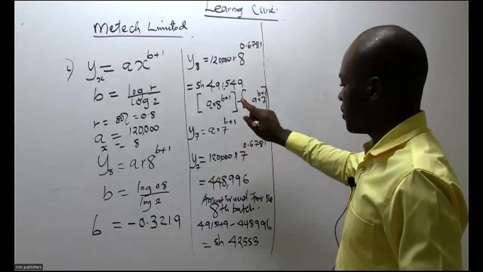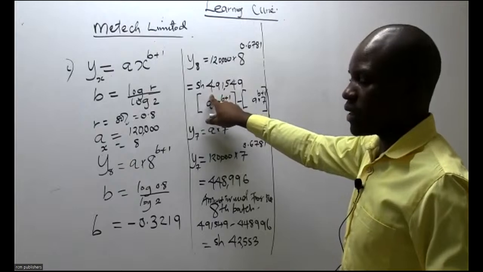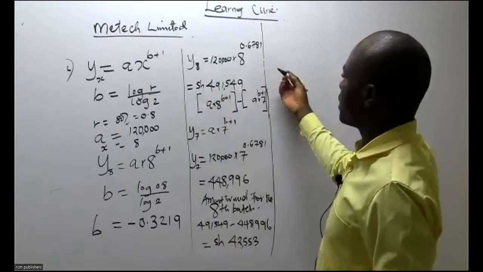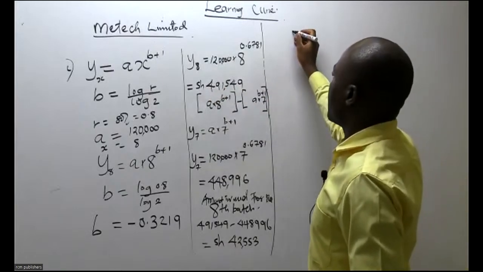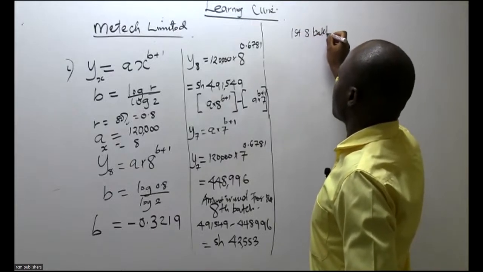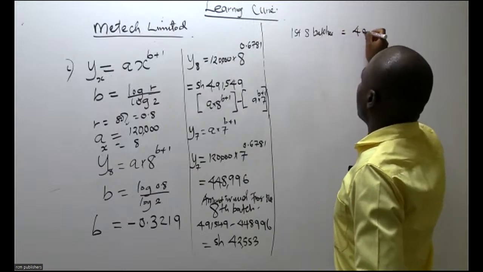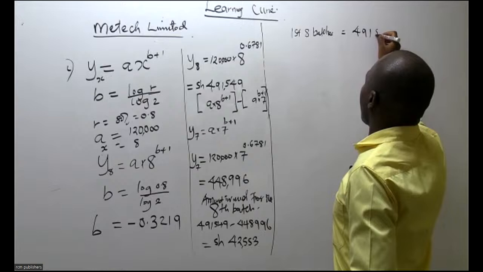The first 8 batches. The first 8 batches, how much did they incur? They incurred 491,549.